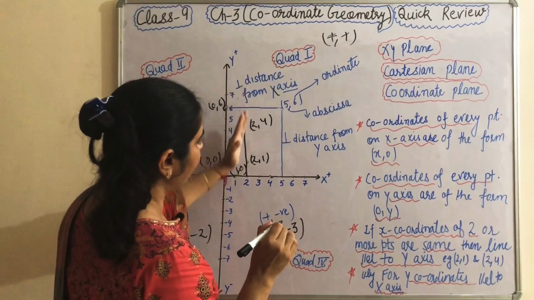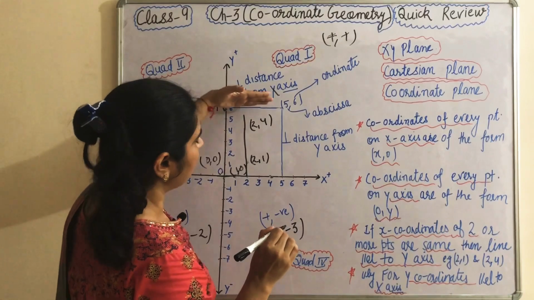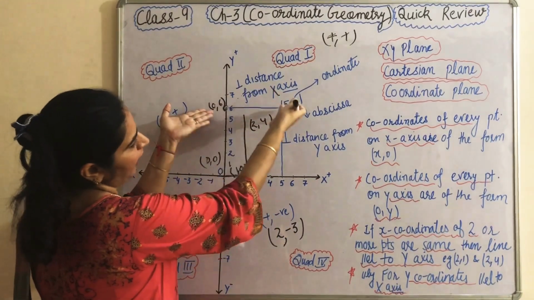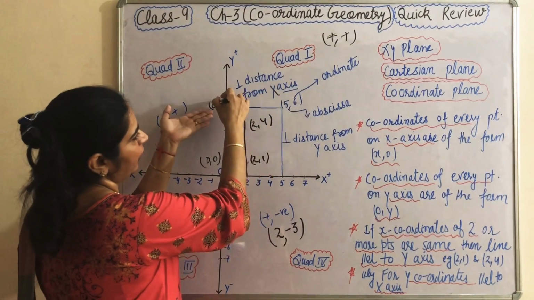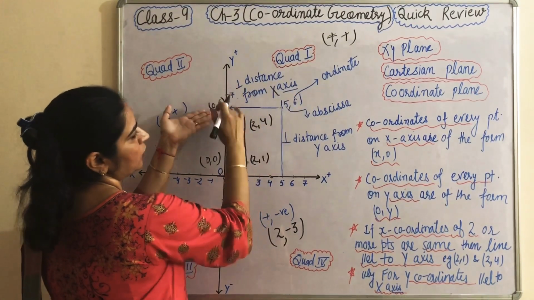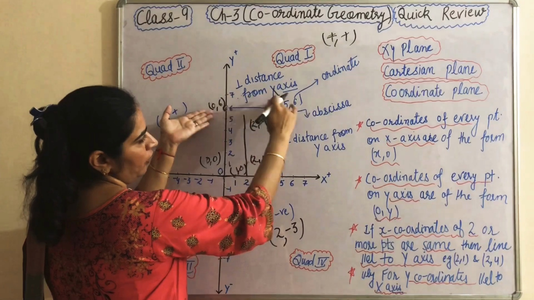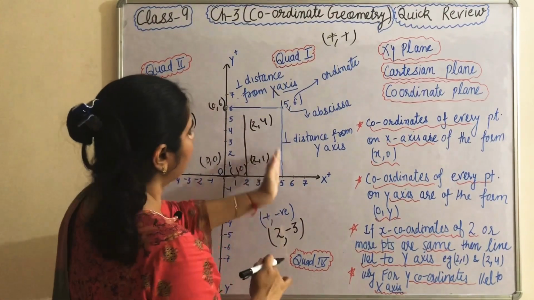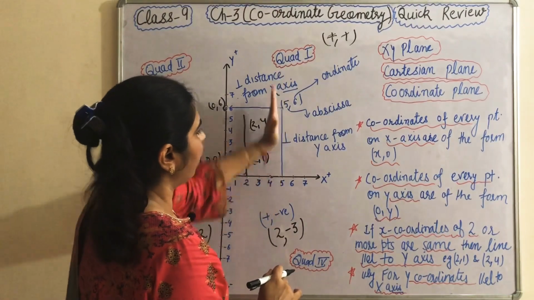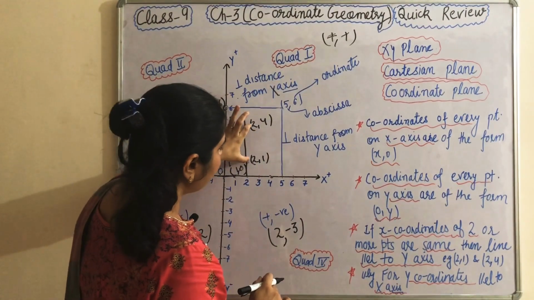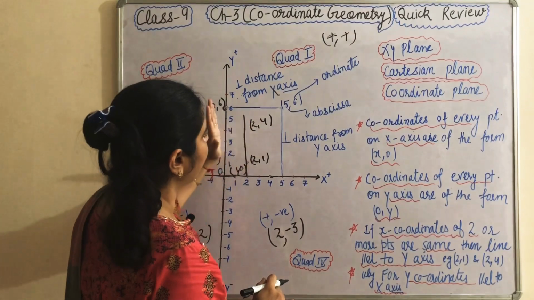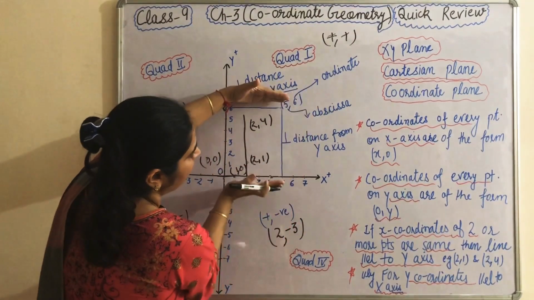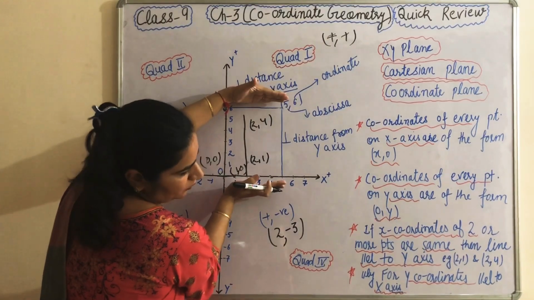Similarly, if the y coordinate is the same, one example here is (0, 6) and (5, 6). The y coordinate is the same, 6 and 6, so the line will be parallel to the x-axis. When the x coordinate is the same, the line is parallel to the y-axis. When the y coordinates are the same, the line will be parallel to the x-axis. Clear?